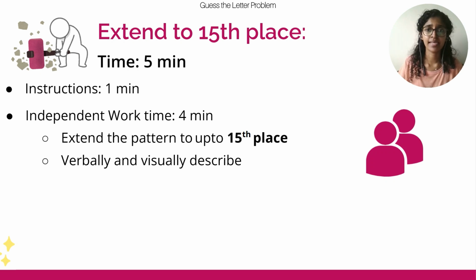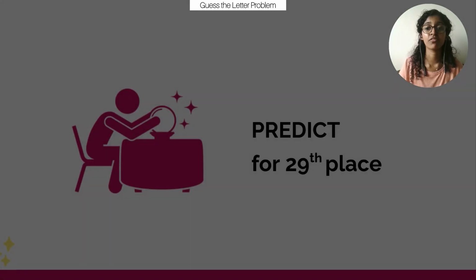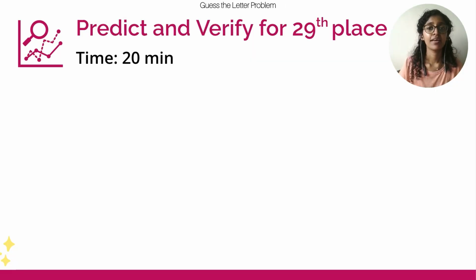One thing to keep in mind is when the students will actually stop counting, and how we are keeping track of the exact 15 letters or 15 places. That's something we need to keep in mind here. And once they have extended, we are going to predict for the 29th place. For that, we have 20 minutes.